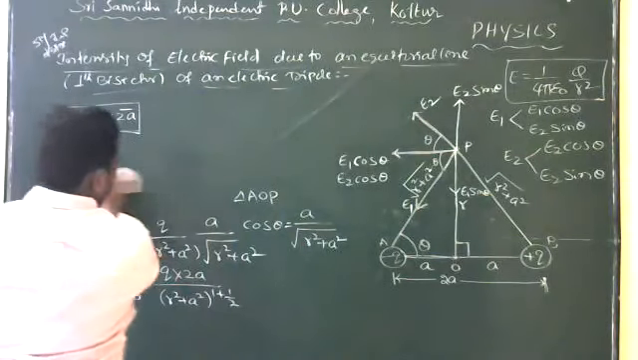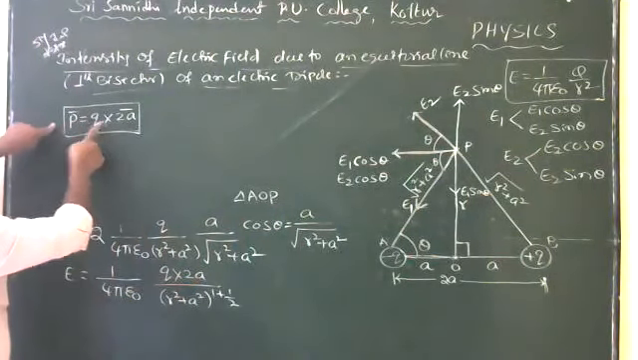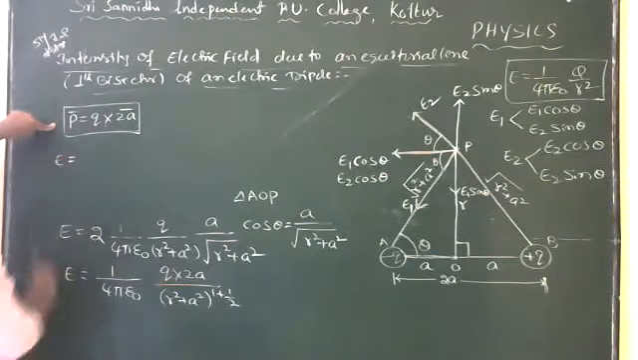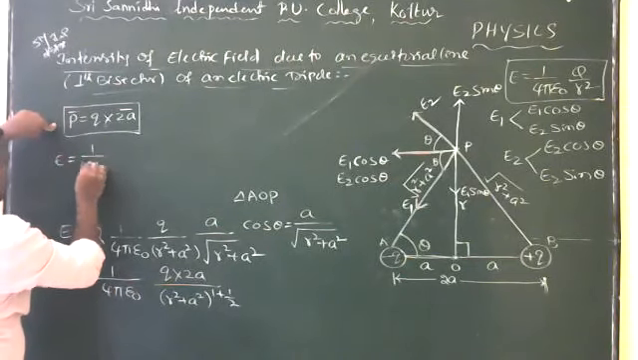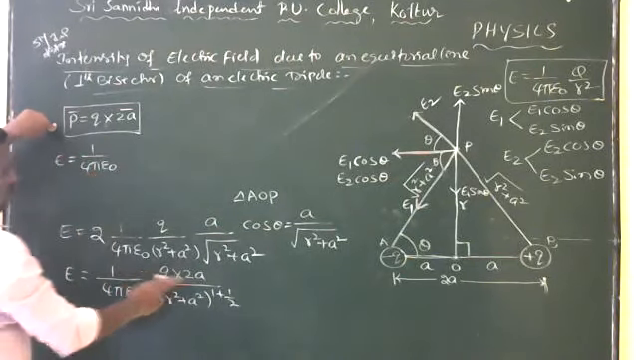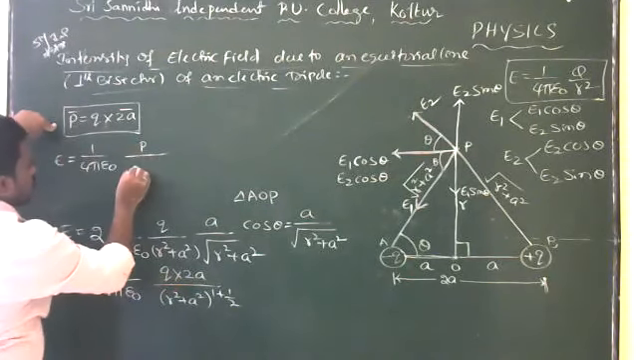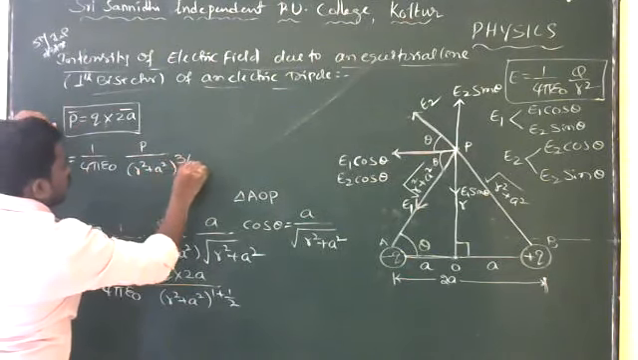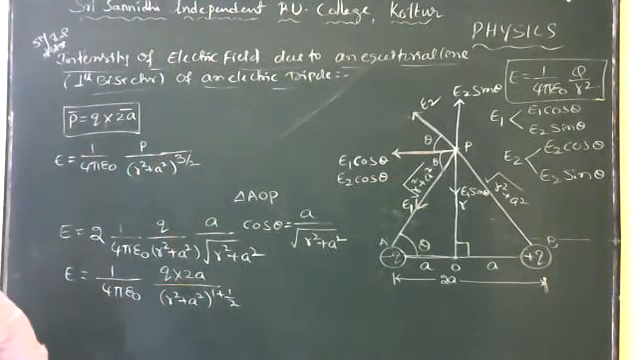So here q into 2a, we know that q into 2a is equal to P. So E is equal to 1 by 4 pi epsilon naught, the value P divided by R square plus A square whole to the power of 3 by 2, because 1 plus 1 by 2 is equal to 3 by 2.